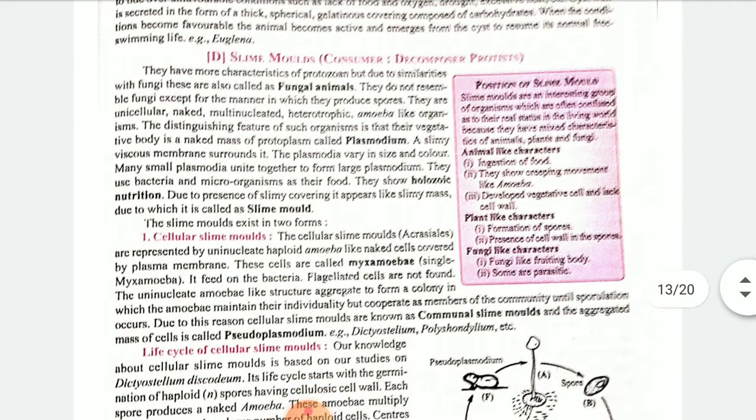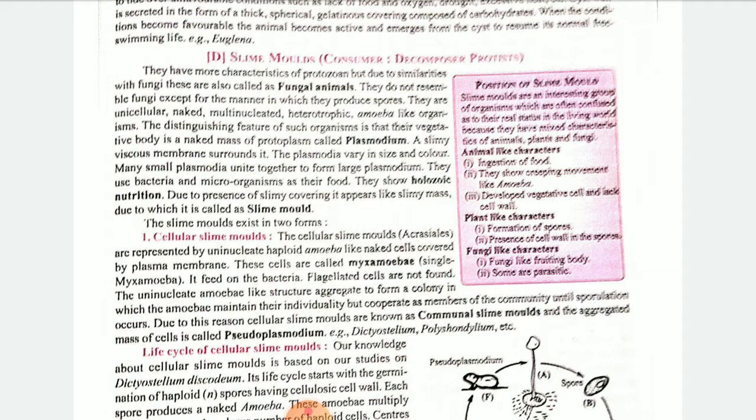Next one is your slime mold. Slime mold is also known as your decomposers. Very common, it is an association, or it is a fungal animal. Okay, children. Here you can see the plasmodium is present. As you people know, this plasmodium plays a very important role for the malaria parasites. That is, the mosquito is going to act as a host for this particular organism.